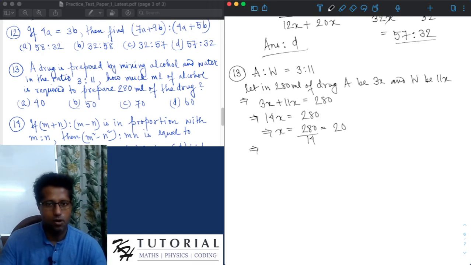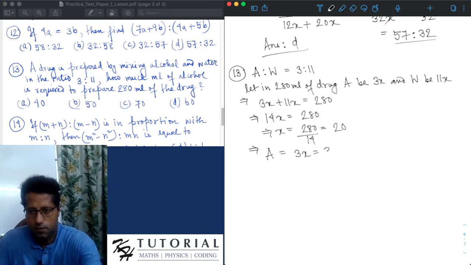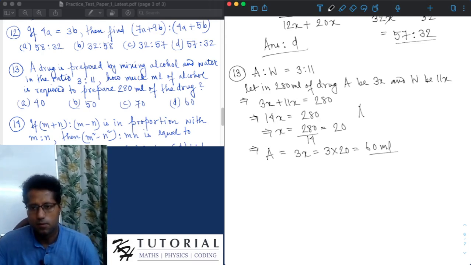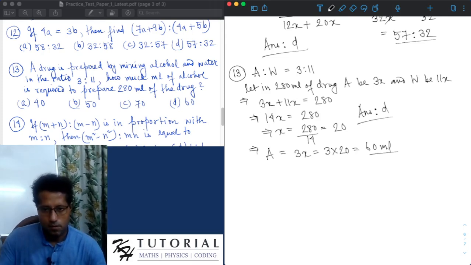It has asked how much ml of alcohol is required. So in the 280 ml of drug, alcohol will be 3x, that is 3 into 20 equals 60 ml of alcohol. So the answer is choice D. Let's do problem number 14.